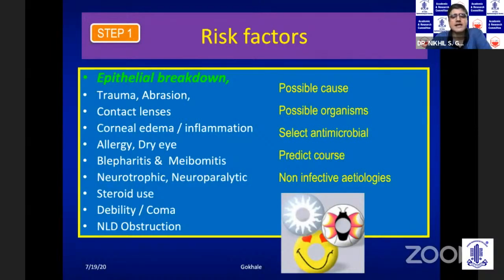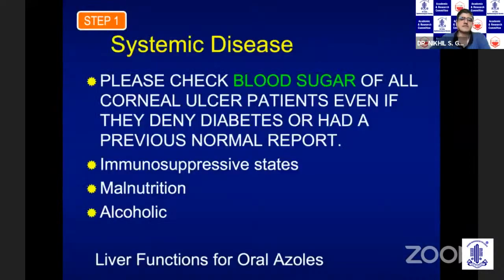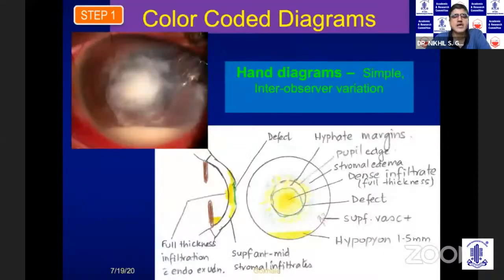It can also give you some guidelines as to what would be the course of this particular type of ulcer and warn you against certain non-infective etiologies which might mimic a corneal ulcer. I won't stress, but blood sugar is the most important thing to check. Even if the patient tells you he's not diabetic, he has recently had a normal report, please do cross check, because this is the most common mistake that I find with the uncontrolled diabetic. The ulcer will not heal unless you control the sugars well. And of course, you have to look at other systemic factors as well.